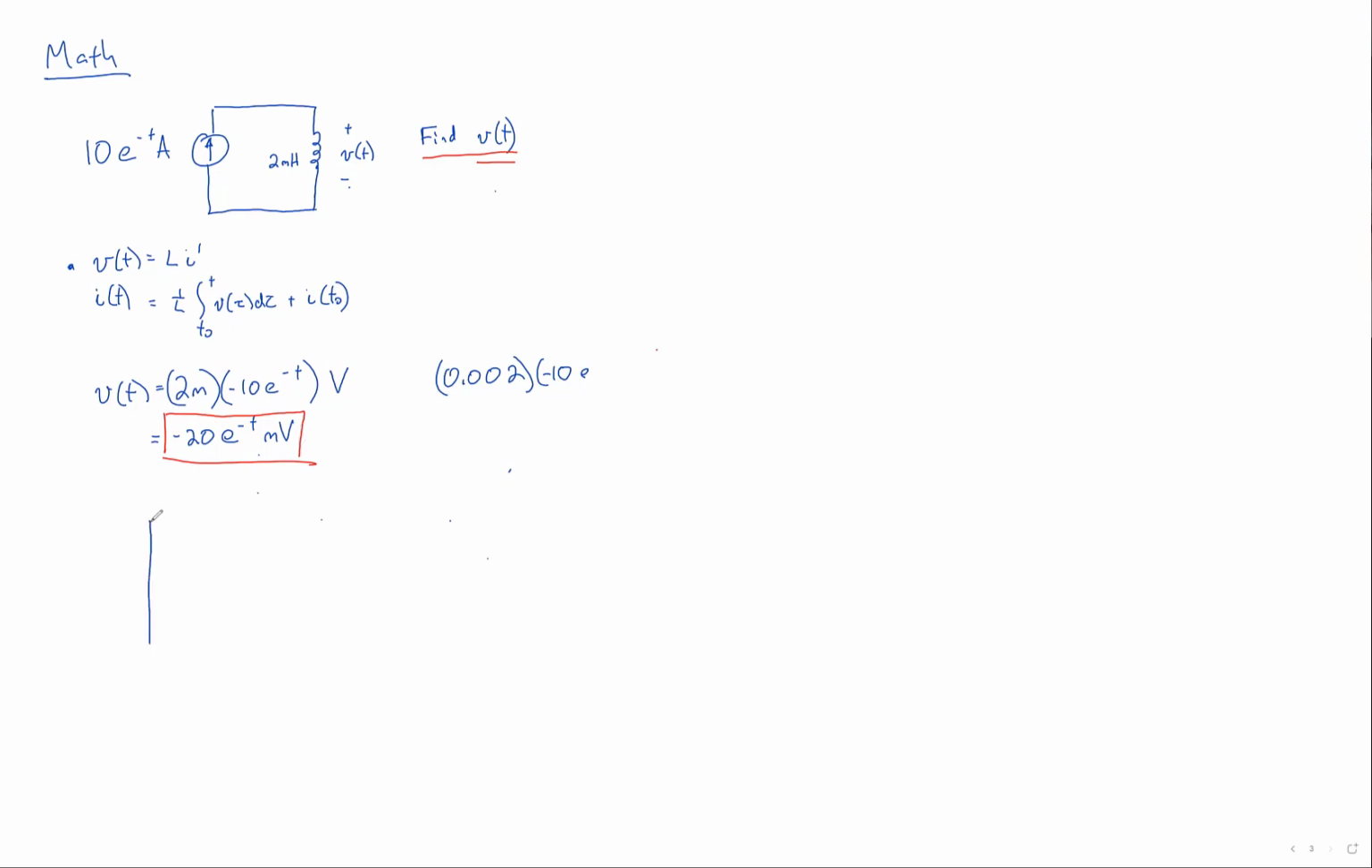And if we were to graph these guys, so this is time, and if I'm going to draw my current up here, the current starts off at 10, and it decays down. And then if I draw my voltage in pink, my voltage starts off at minus 20 and also decays down, minus 20 mils.